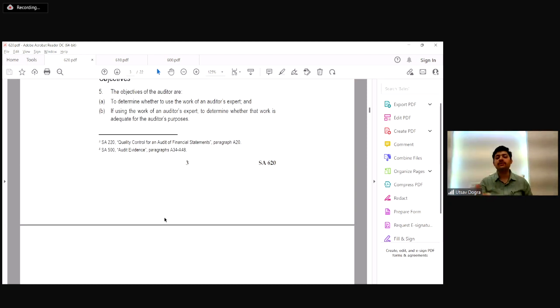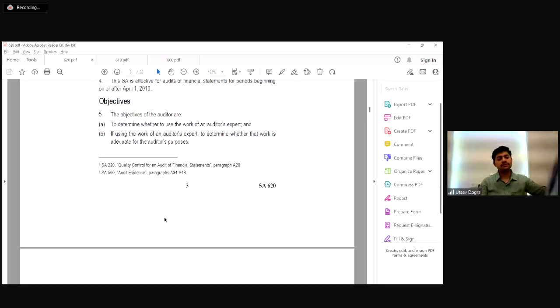If using the work of an auditor's expert, determine whether the work is adequate for the auditor's purpose. Again, the same thing that we have been talking about. So the objectives are to determine whether to use an auditor's expert, whether it is required, whether the team is not competent enough to express an opinion upon a particular thing, and if using the work of the auditor's expert, to determine whether that work is adequate for the auditor's purpose. So first, whether it is required.